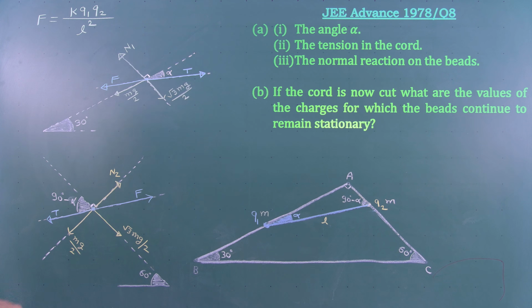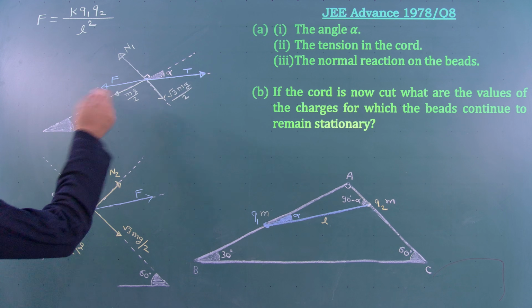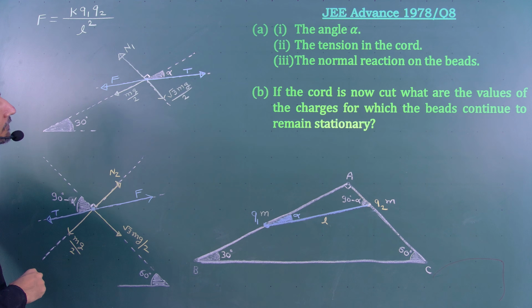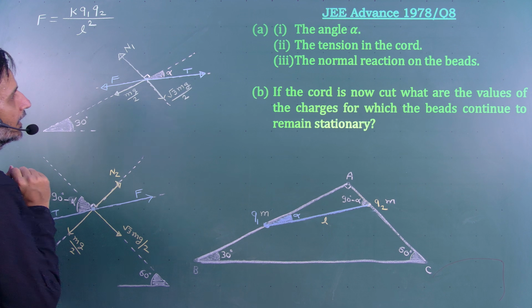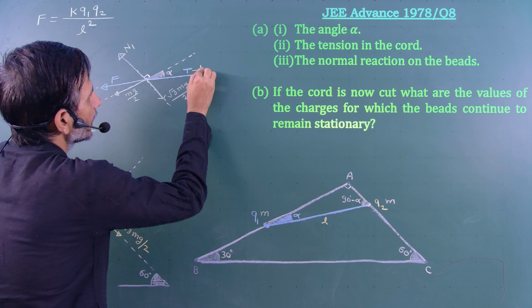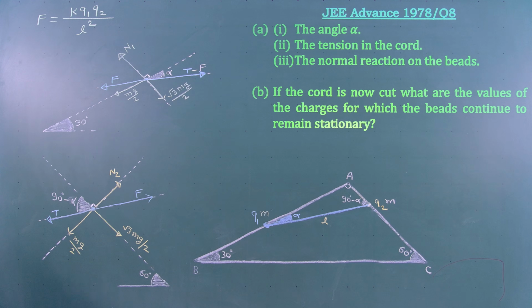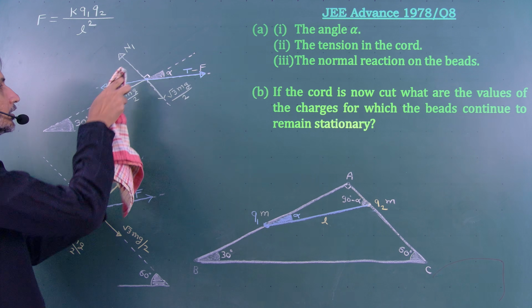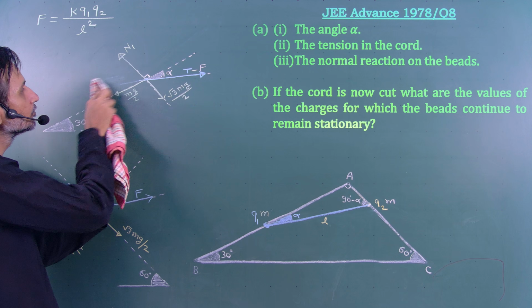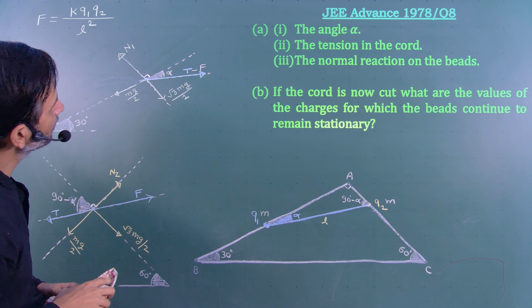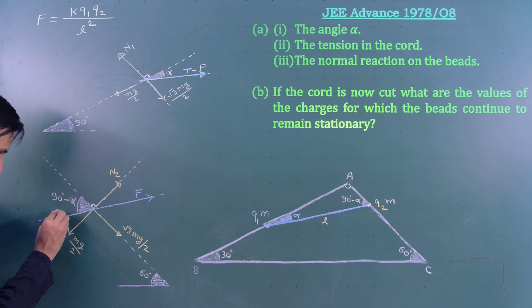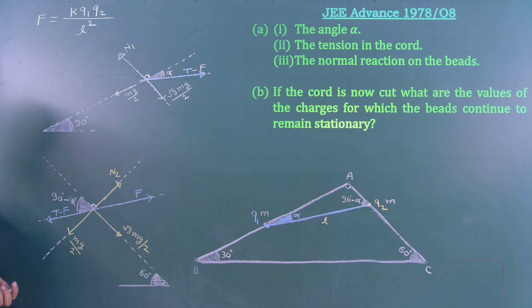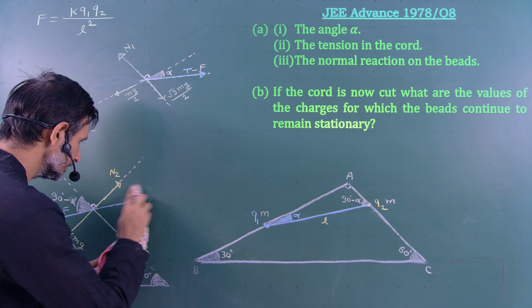So let me break the components and equate the opposite forces. This is T and this is F, so it is easy to write T minus F, and let me eliminate this part because it makes our calculation easy. Similarly, this is F and this is T, both opposite in direction, so I can write it as T minus F. And let me eliminate this part.